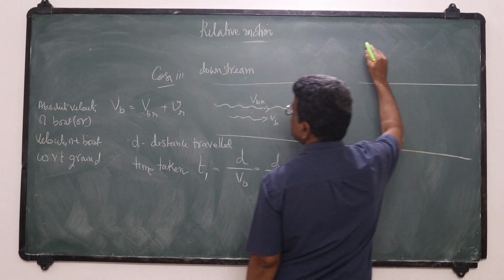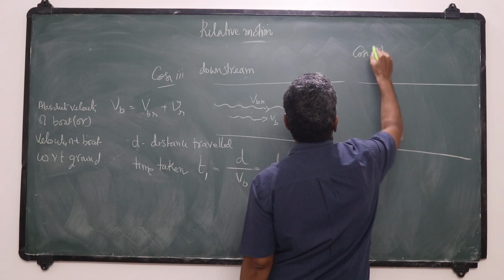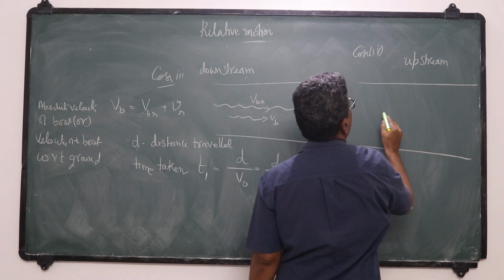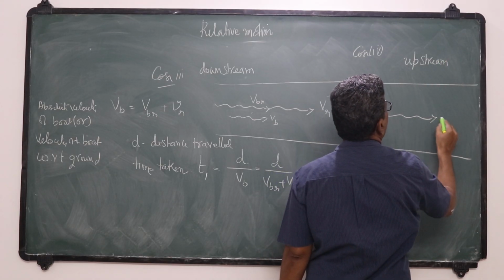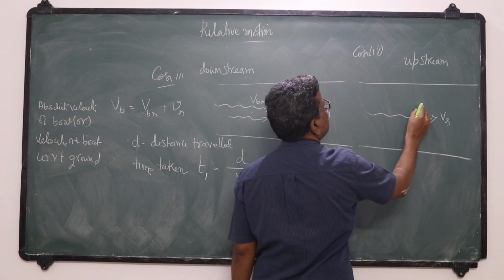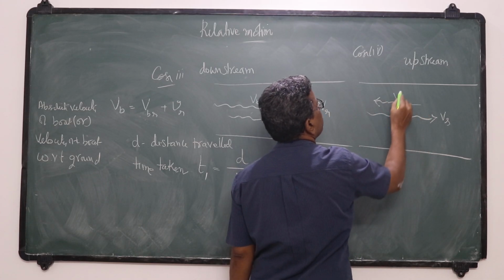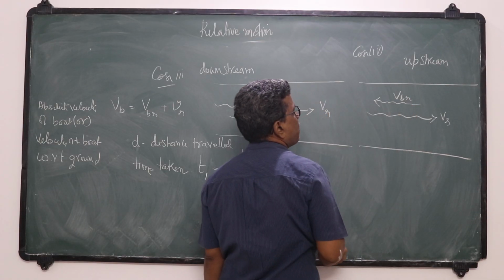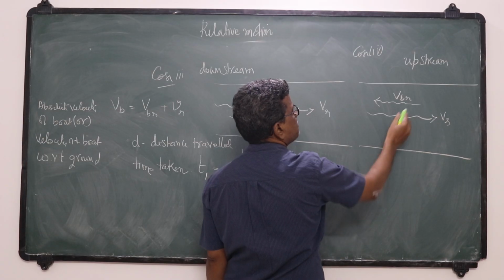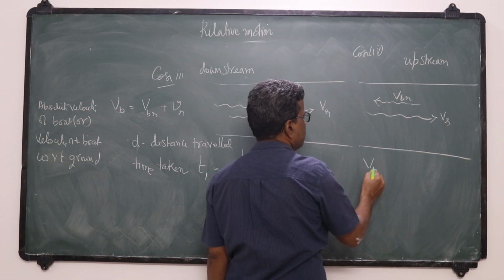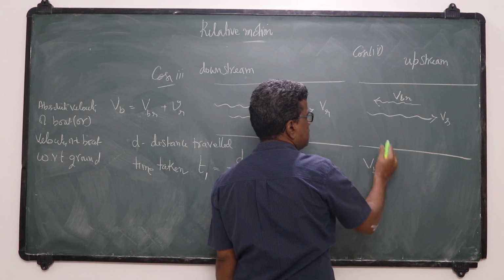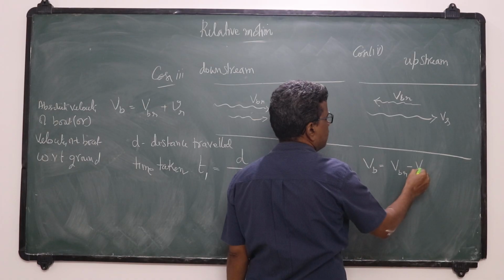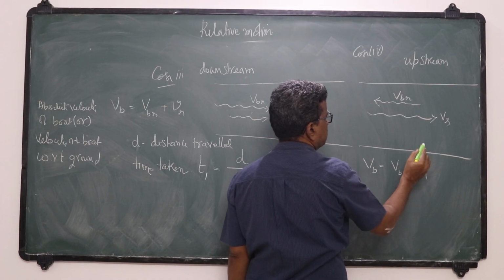So upstream is case 4. Upstream means the river is flowing in this direction, and the boat is rowing in this direction. So what is the velocity of the boat here? Since these two are in opposite directions, it is the velocity of the boat with respect to river minus the velocity of the river. Okay?